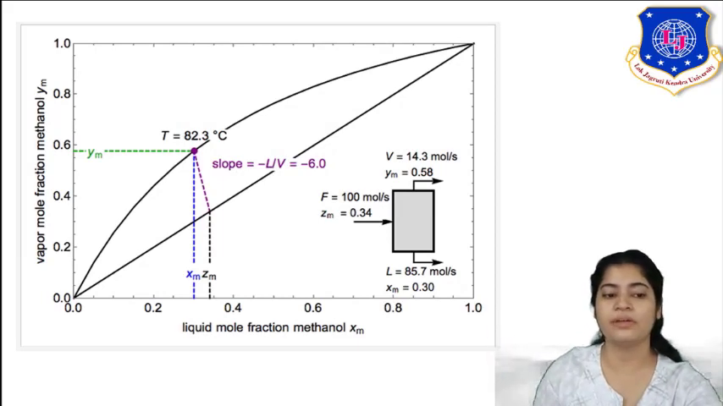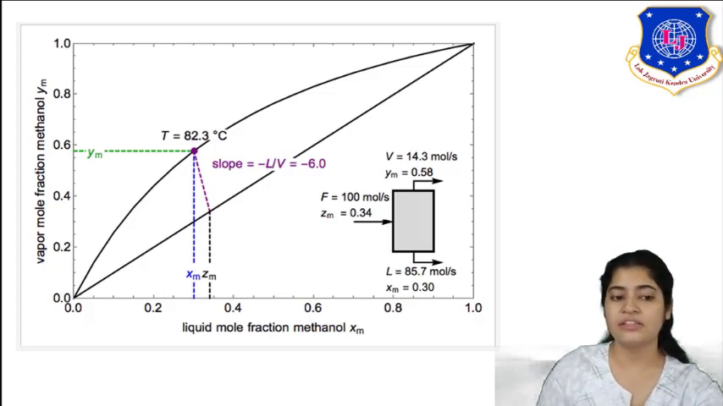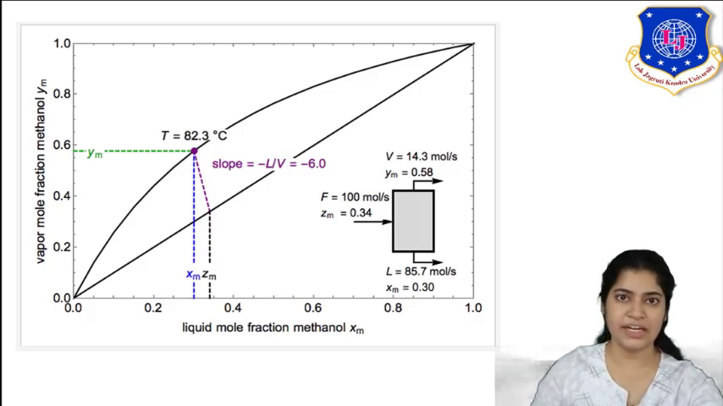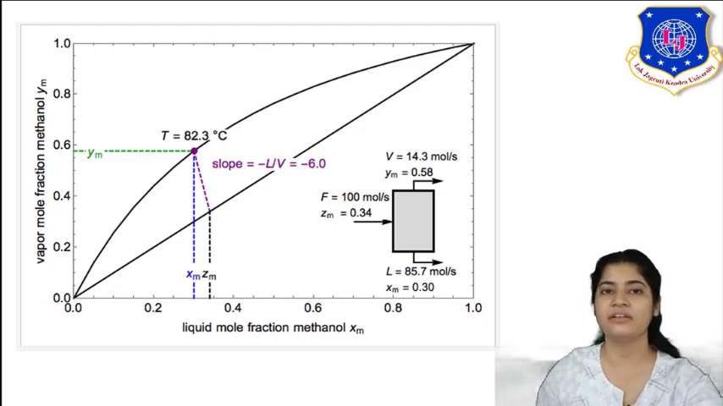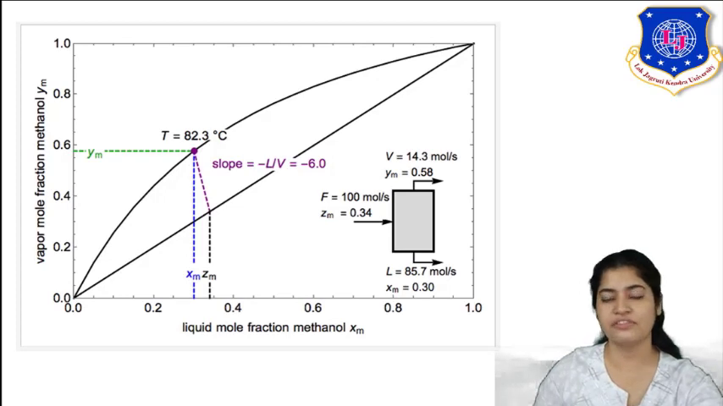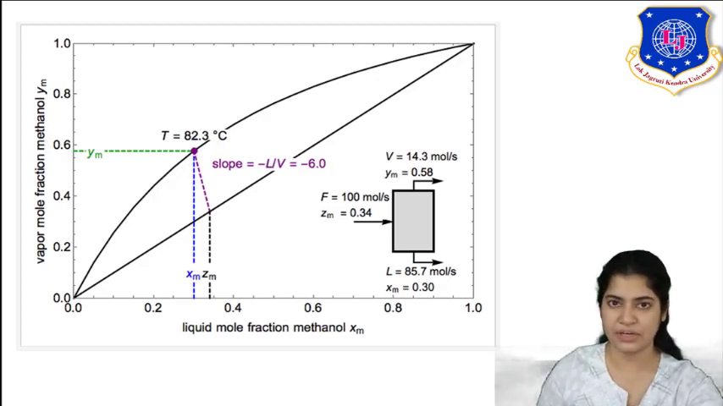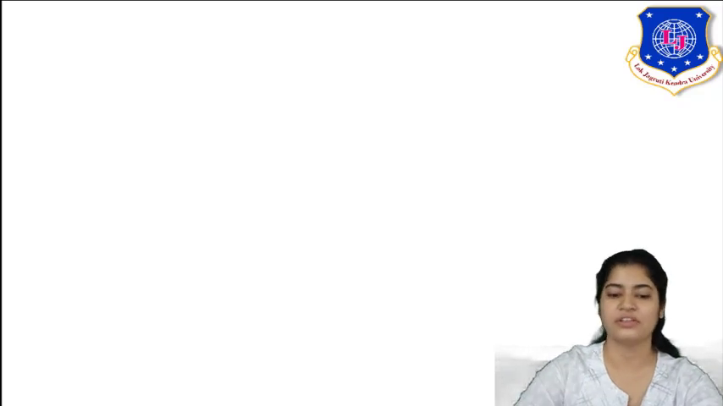And the equilibrium, corresponding the blue line, it is straight line passing through green. Equilibrium. So Ym and Xm, what are these? These are the equilibrium conditions. Means now no more further separation can take place. 0.58 and 0.3, this is the final condition. This is the final limit till which you can separate your more volatile component in flash distillation.